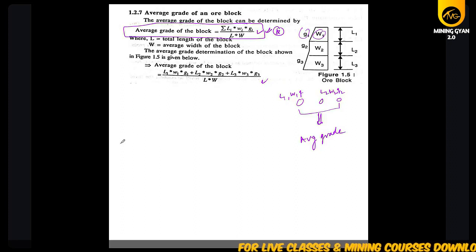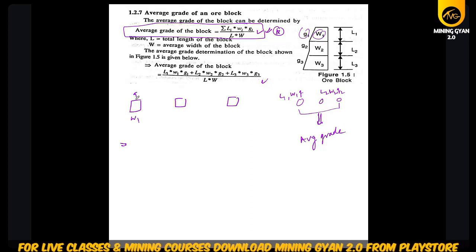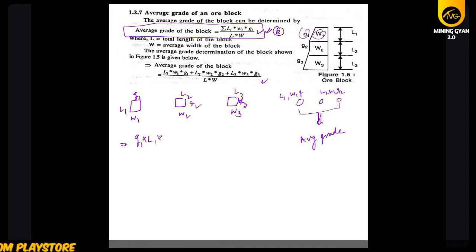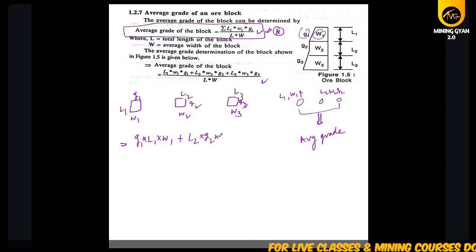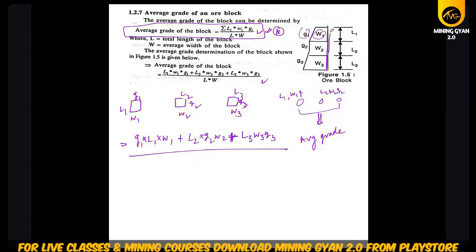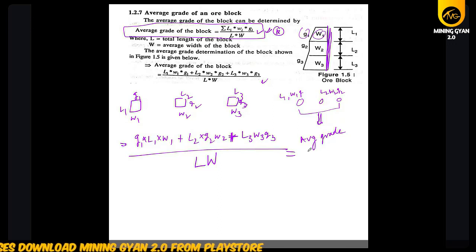एवरेज ग्रेड, सो एवरेज ग्रेड का फॉर्मूला क्या होगा? Suppose this is your first sample, this is second sample, this is third sample, so its weight W1, grade G1, length L1, similarly W2, G2, L2, W3, G3, L3. So you will multiply these all: multiply G1, L1, W1, add with L2, G2, W2, plus L3, W3, G3, and we will divide by the total length of these three, so it will be capital L, and average weight he will provide you, so W, so it will give us the average grade. So please remember this formula. So bulk sampling.